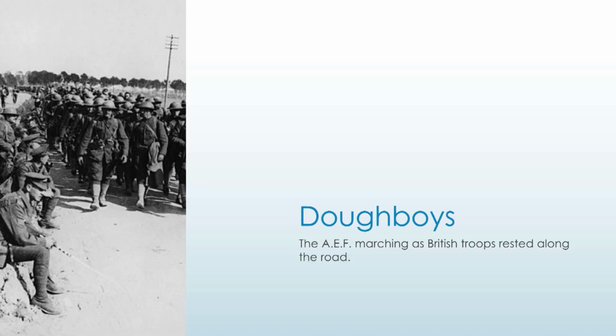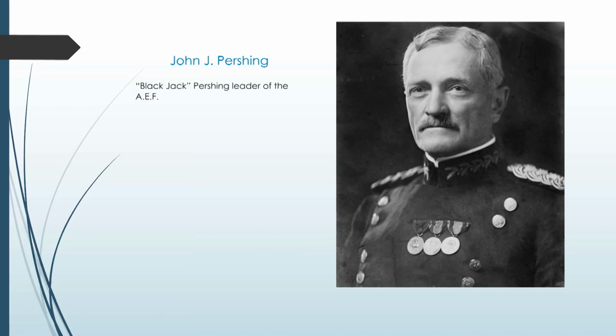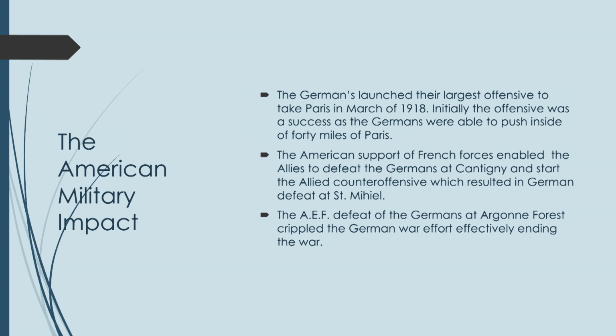Here's the AEF and the Doughboys marching as the British troops rest alongside the road. Here you have John J. Pershing, nicknamed Blackjack, who was the leader of the AEF. So what impact did the United States of America have when we entered the war? Well, you have to understand that the nations of the rest of the world had been fighting for 2 years. The United States was relatively fresh. When we came in, whichever side we came in on, it was going to be a tremendous advantage to that particular side.